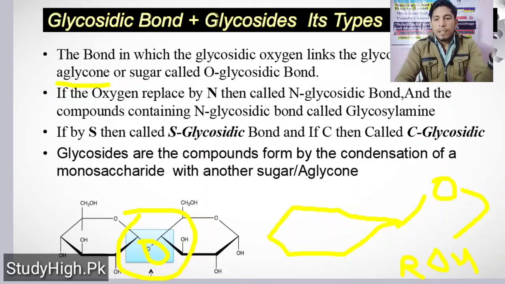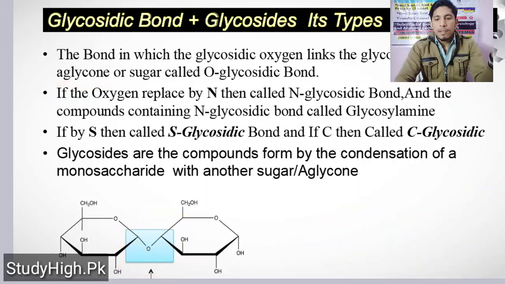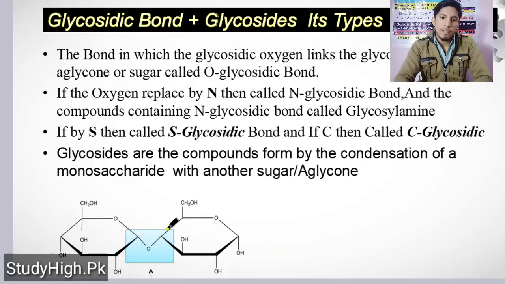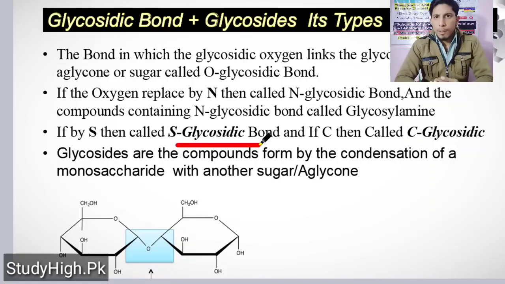If this oxygen is replaced by nitrogen, and nitrogen connects the two monosaccharides, or one is a monosaccharide and the other is anything other than sugar, then we say N-glycosidic bond. And if this oxygen is replaced by S, it is called an S-glycosidic bond. The compounds that contain an S-glycosidic bond are also called thioglycosaccharides, whereas those compounds that contain an N-glycosidic bond are also called glycosylamines. And if this oxygen is replaced by carbon, then we will say it is a C-glycosidic bond.